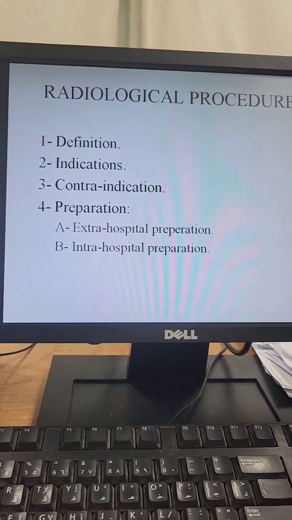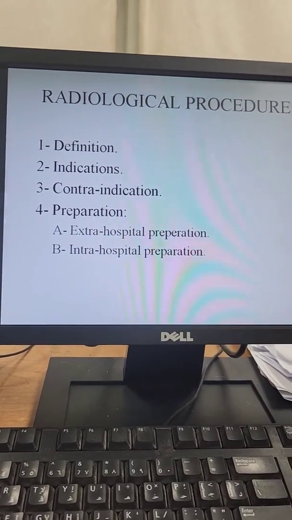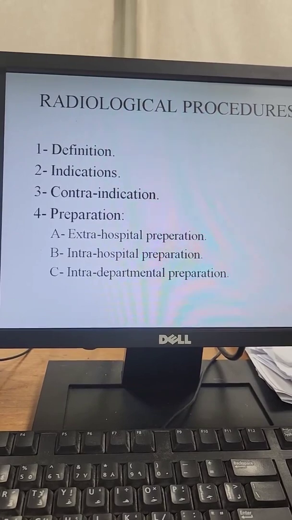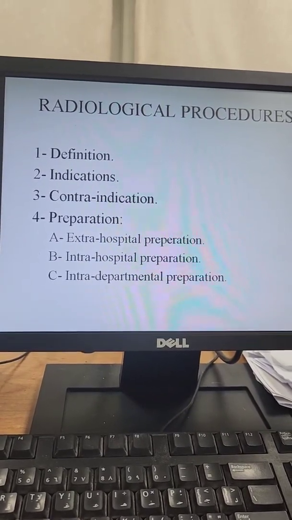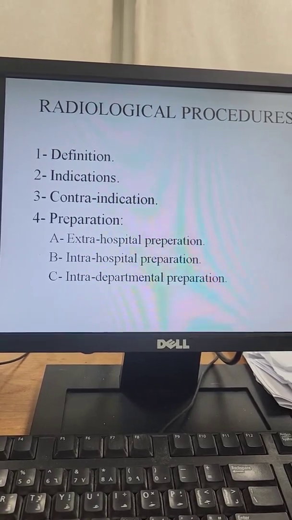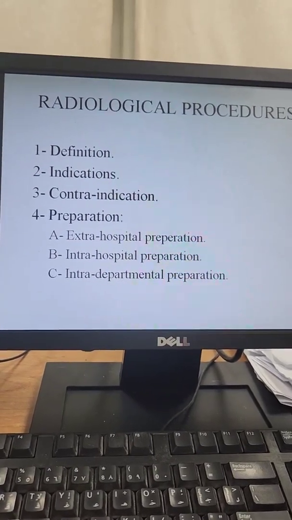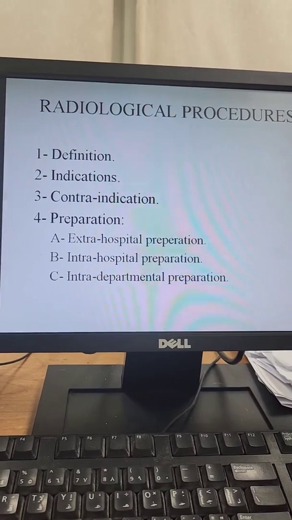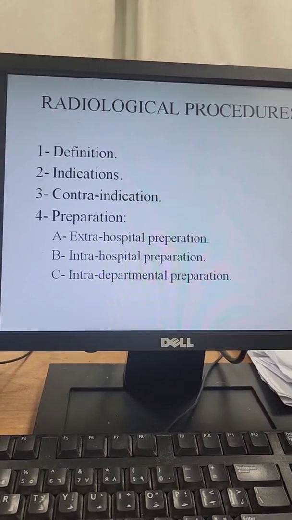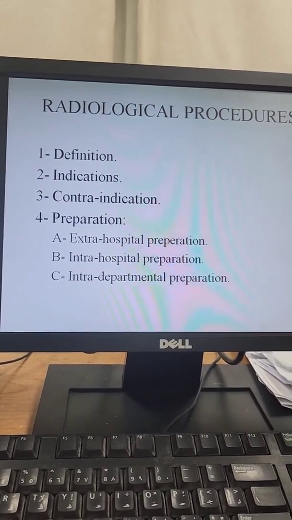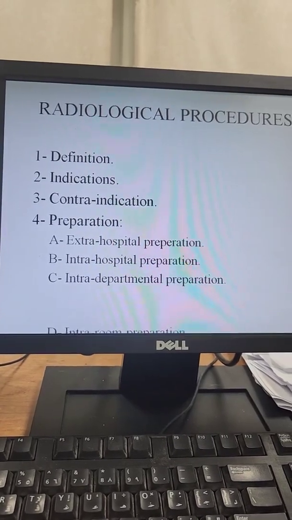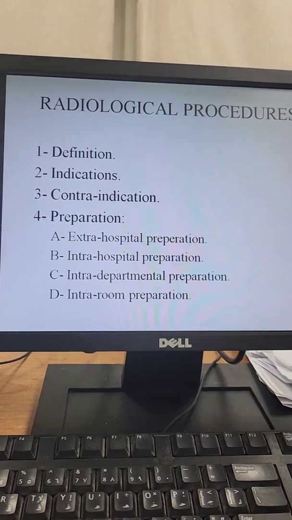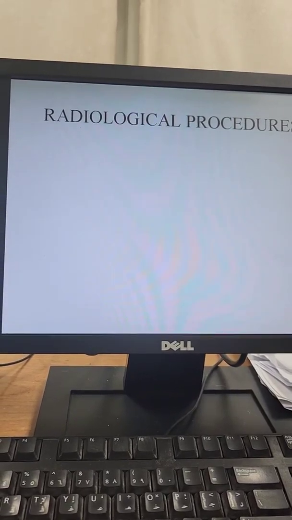Intra-hospital preparation: no preparation except for just fasting for 3 hours or 4 hours. Intra-departmental preparation: insertion of intravenous cannula, which it's better to be in the antecubital region, and should be big caliber, so 16 gauge or 18 gauge at maximum. Intra-room preparation: no intra-room preparation.